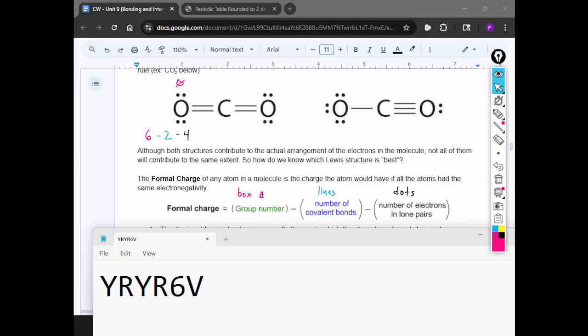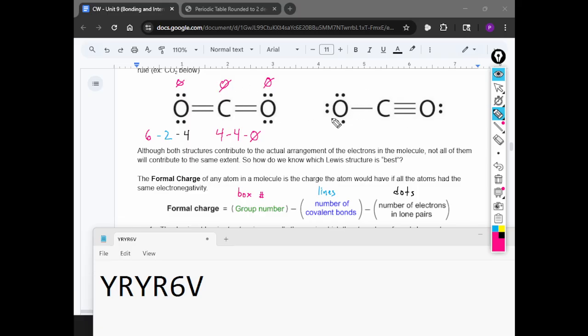All right, let's go over the formal charges, everybody. Okay, so let's go to carbon. So carbon is going to be box 4. There are 4 lines next to it, and there are 0 dots. So carbon has a formal charge of 0. Everybody good? And then if you look at oxygen, it's kind of the mirror image of this oxygen, so you don't even need to calculate it. It's 0. Everybody good? So in this CO2, all the formal charges are 0.